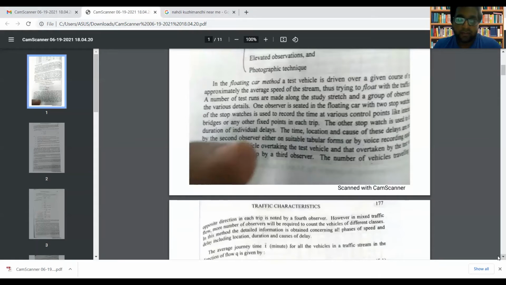The number of vehicles traveling in the opposite direction in each trip is noted by a fourth observer. The vehicles that are overtaking and the vehicles that are being overtaken are noted by the third observer. So these are the different roles performed by the four different observers. In case of mixed traffic flow, more observers are required because the different classes of vehicles need to be counted.